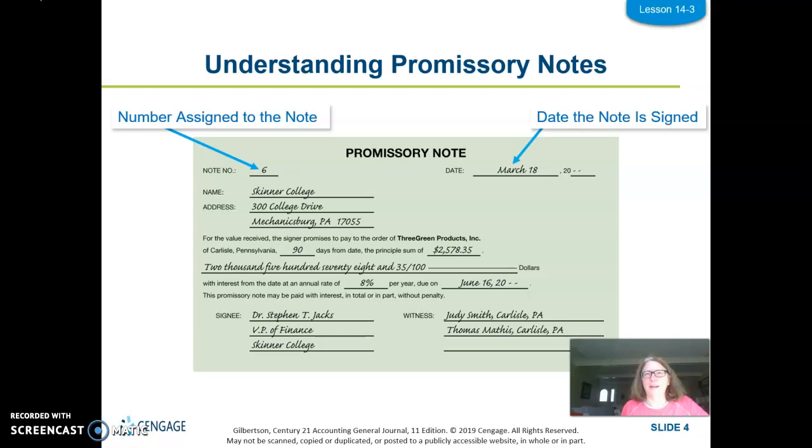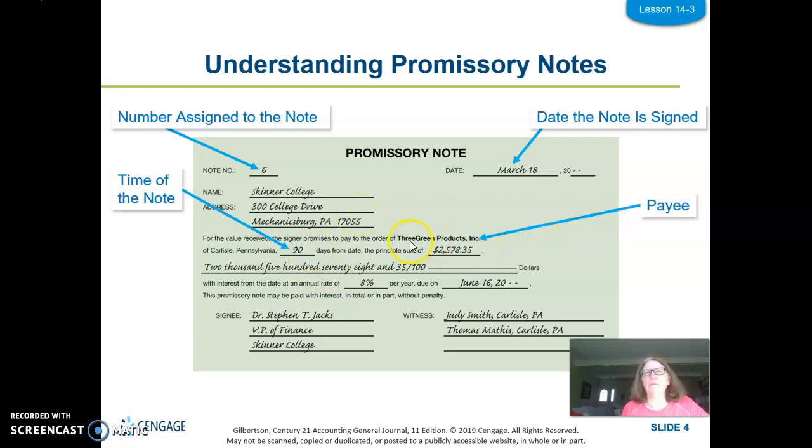Then we have the date the note is signed. And the date the note is signed is obvious. It's the day that Stephen and Judy sat down and both signed this document. The time of the note: this is saying that it is going to be for 90 days from this date, from March 18th, that it matures. Okay, so 90 days from that date.